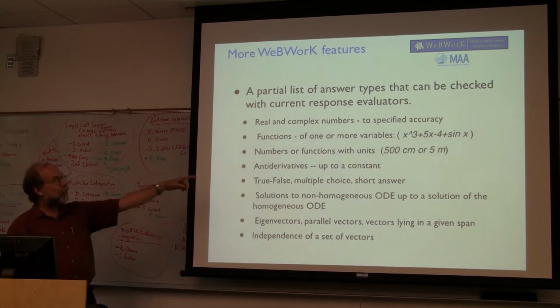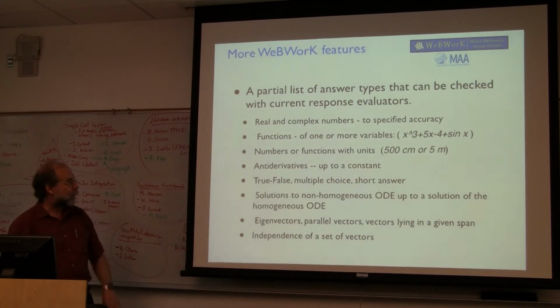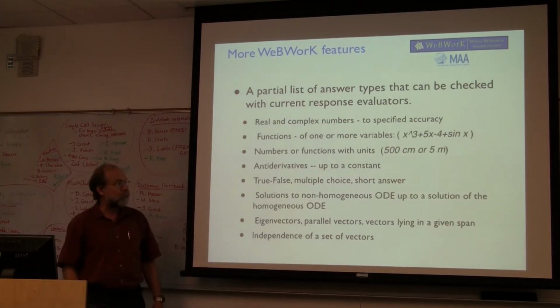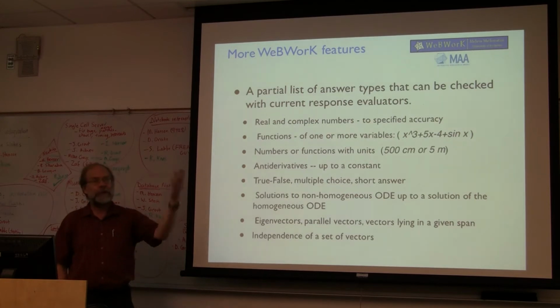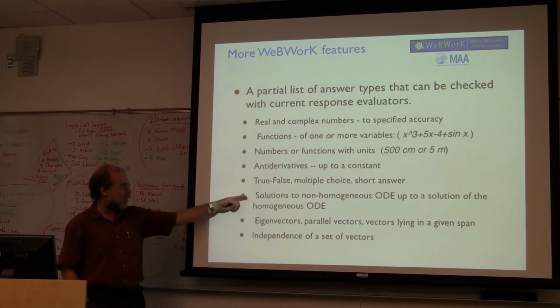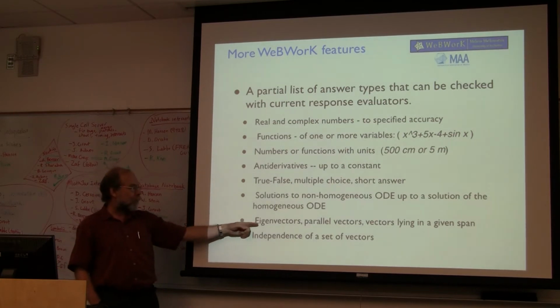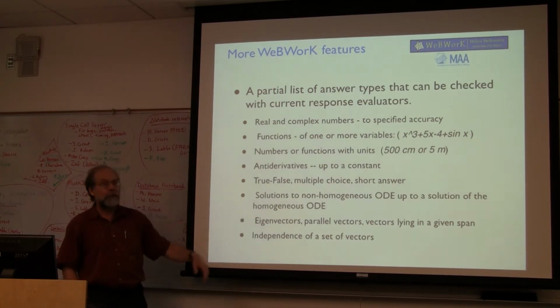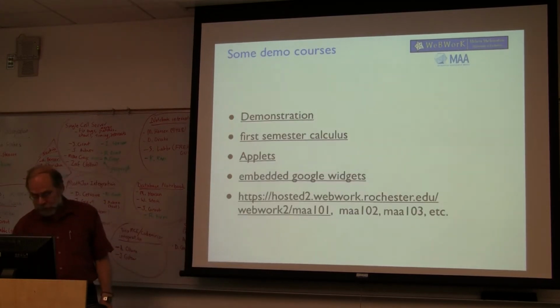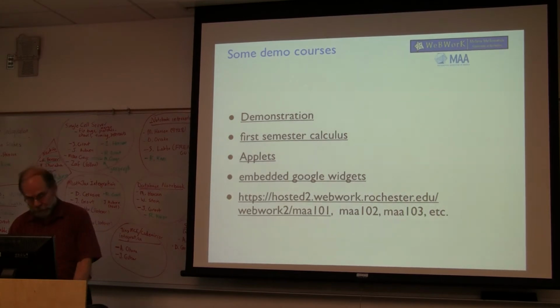Antiderivatives, well, that's not well defined, but up to a constant. True, false, multiple choice, short answer, of course. And the generalization of this is solutions to non-homogeneous ODEs up to solutions of the homogeneous ODEs. It's a simple linear algebra problem and it's solved that way. It was a lot of fun. Eigenvectors and parallel vectors and so on and so forth. Again, these are not unique, but these can all be checked. Independence of a set of vectors. So there's really a lot that can be done.